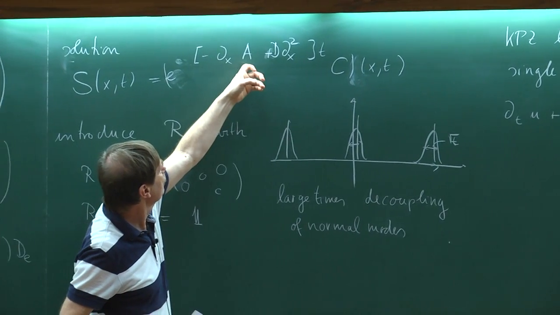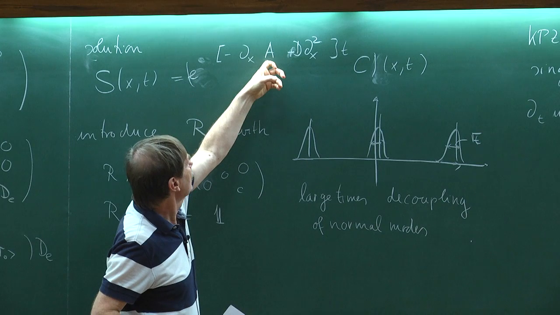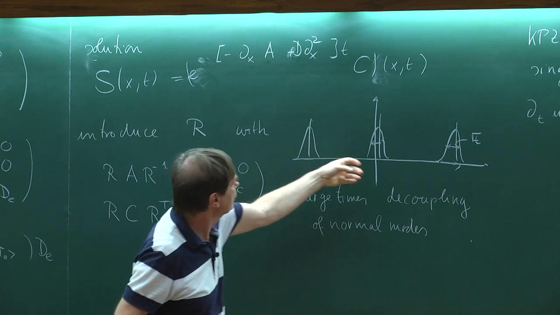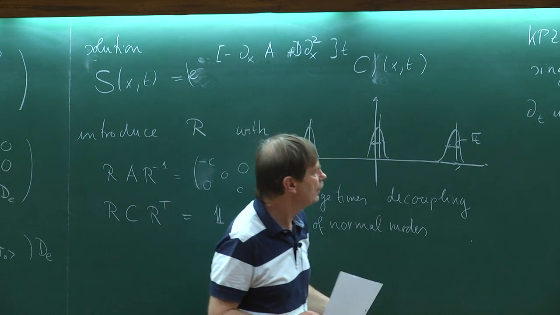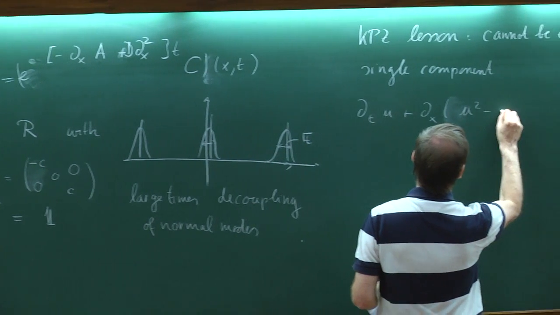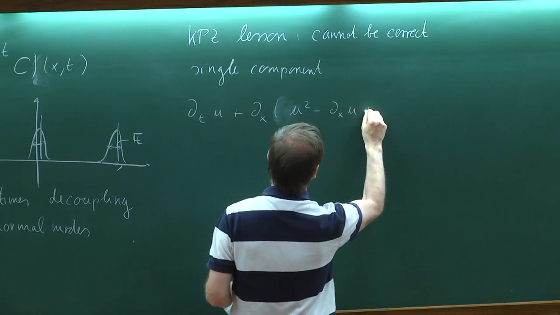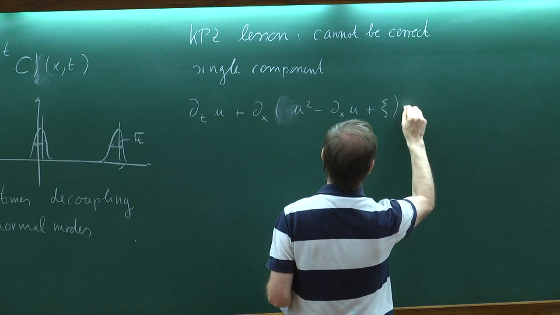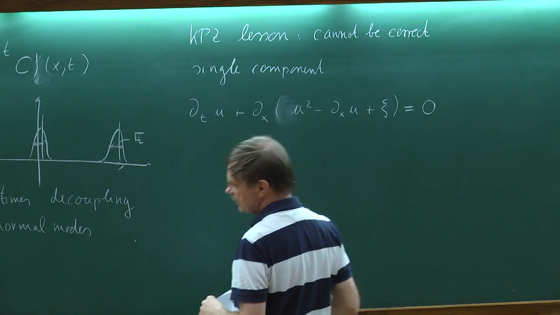Here there's no frame in which I could make this 0, because there are 3 distinct eigenvalues. I can sit on this one, but then the other ones are still moving. So I can leave this out. Then there's the U squared, there's a minus dxu, and then there is the psi, and this only is now a scalar equation. So that's the KPZ equation.